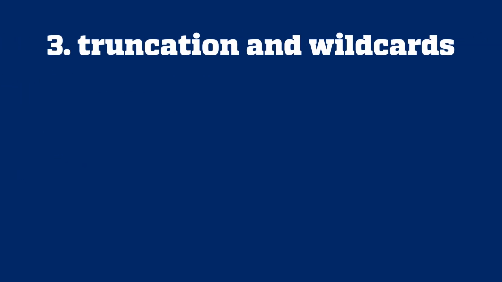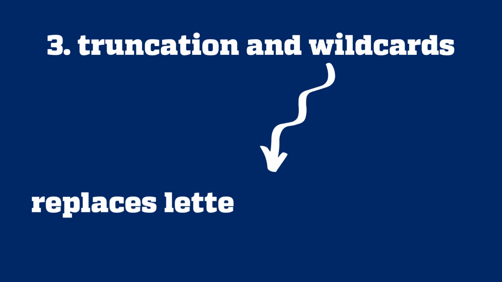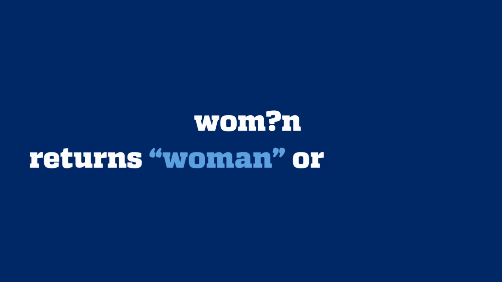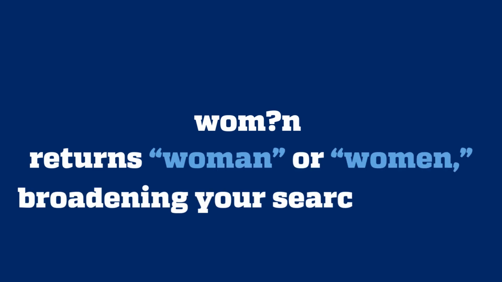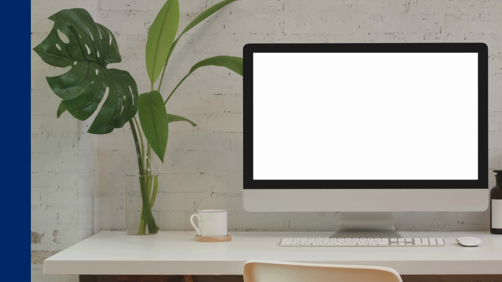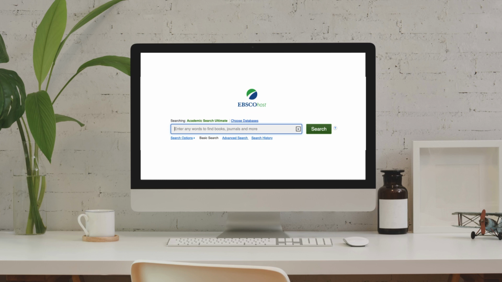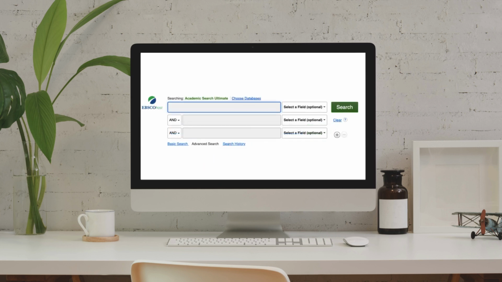Wildcard functions similarly, but replaces letters within a word. So if you search the term I have here, it returns woman or women, broadening your search results. Finally, when can you use these search strings? In most library catalogs or databases. If the database defaults to a simple search bar, look for an advanced search option. This link is often right underneath the search bar and will give you the Boolean search operators as options.